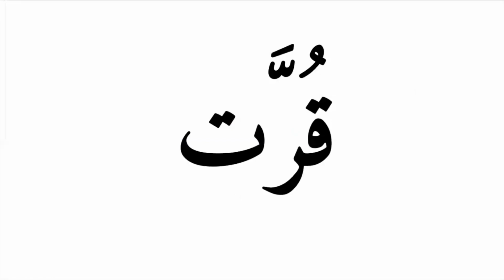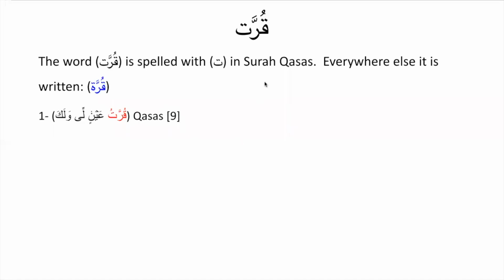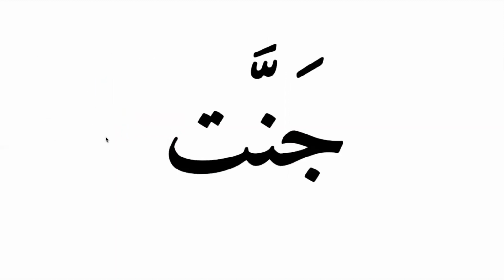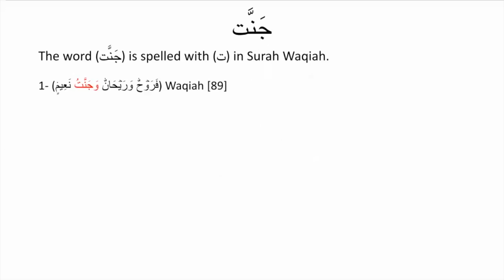So the first word is qurrat, which has been spelled with ta in only one place. That's in Surah Qasas. Everywhere else it is spelled with a ta marbuta. Surah Qasas, ayah 9. Qurratu aynin li walak. The next word, jannat, has been spelled with a ta only in Surah Waqi'ah. فَرَوْحٌ وَرَيْحَانٌ وَجَنَّةُ نَعِيمٍ.